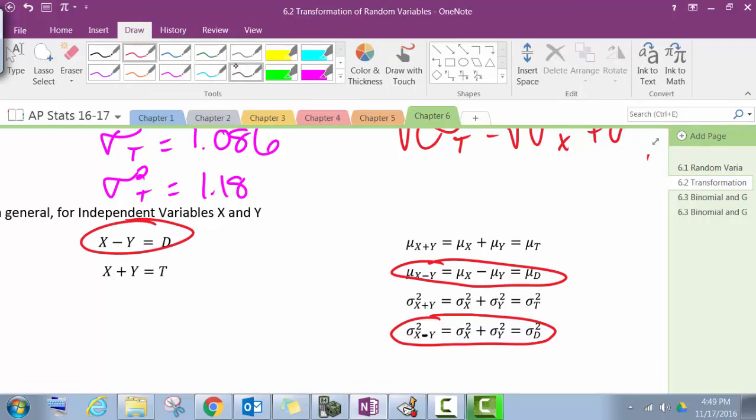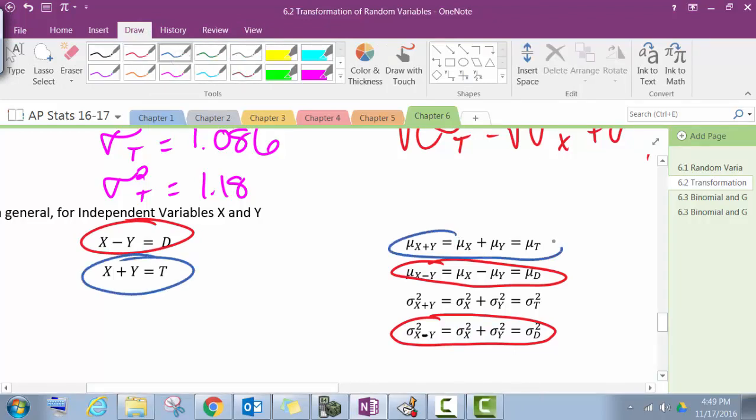If we're adding, like we just did, we add to find the means. You just add the two means. And again, we do the same thing that we did when we subtract. We add the variances and then take the square root. So we have to square root both of those. And that's how we get it.